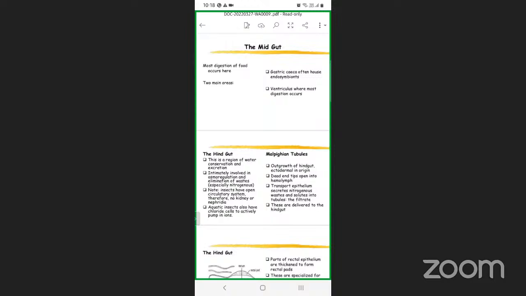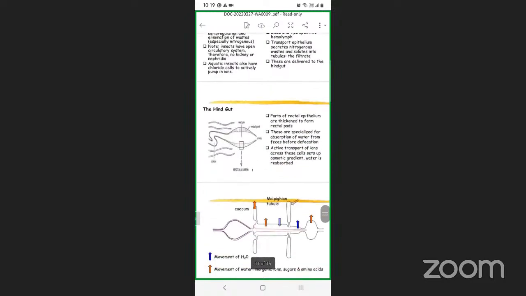There is no kidney or nephridia. Aquatic insects also have chloride cells to actively pump in ions. And we also see the malpighian tubules, an outgrowth of the hindgut, ectodermal in origin, with dead-end tips open into the hemolymph. The epithelium of these tubules transports and secretes the nitrogenous waste and solutes into the tubules, and they filtrate. These are delivered to the hindgut region.